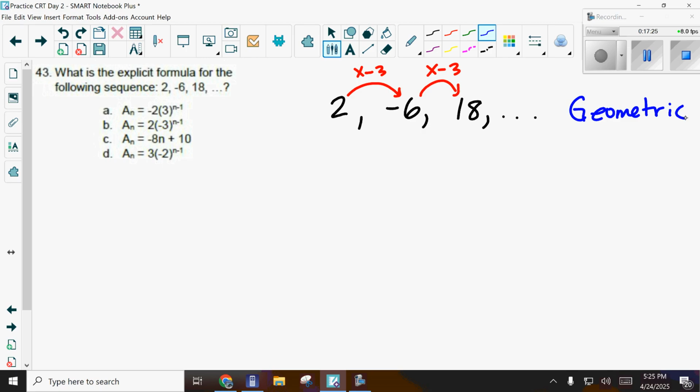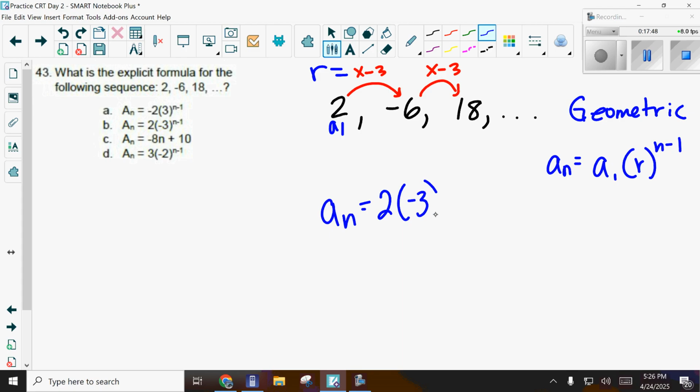And it says, what is the explicit formula? So the geometric formula goes like this. AN is equal to A1 times R to the n minus 1. So this one right here is your R. This is A1. So this formula is going to be AN is equal to 2 times -3 to the n minus 1. So it looks like the correct choice should be, what am I doing for 43? That should be choice B.